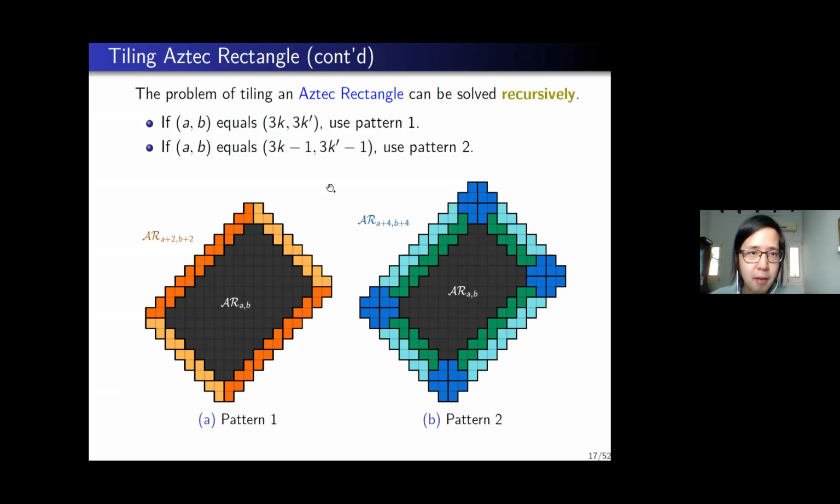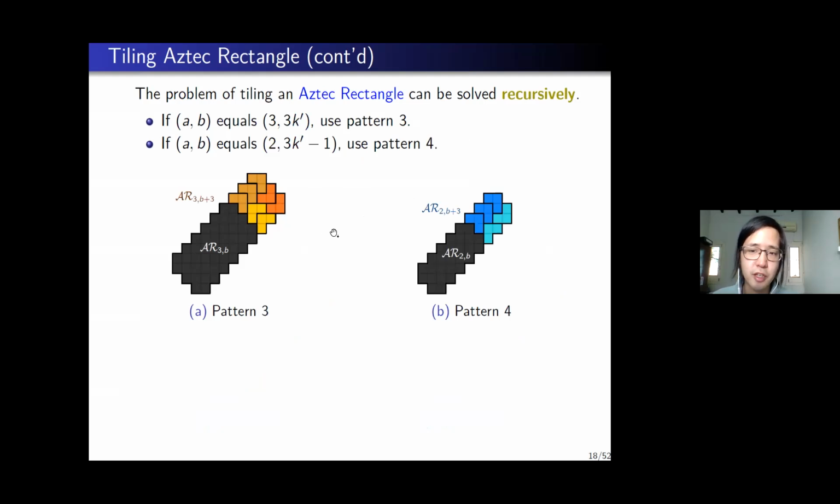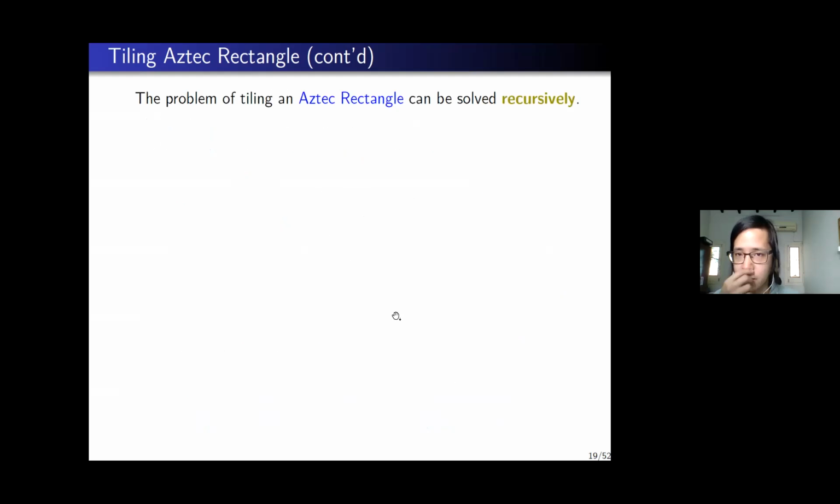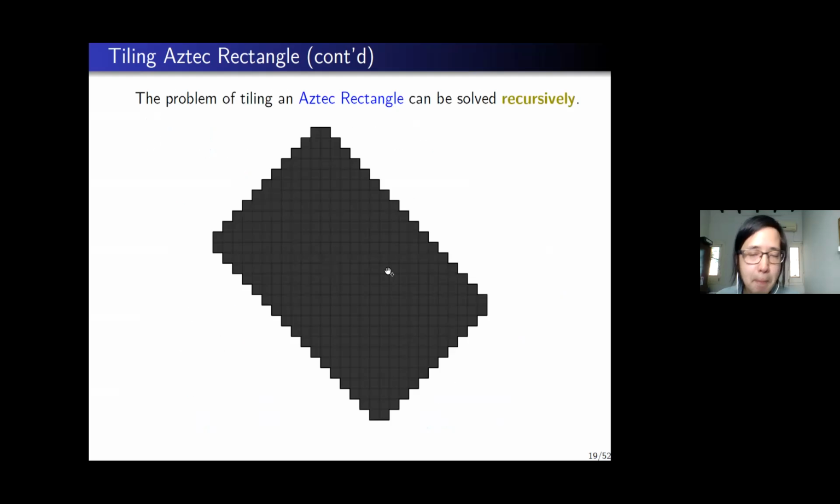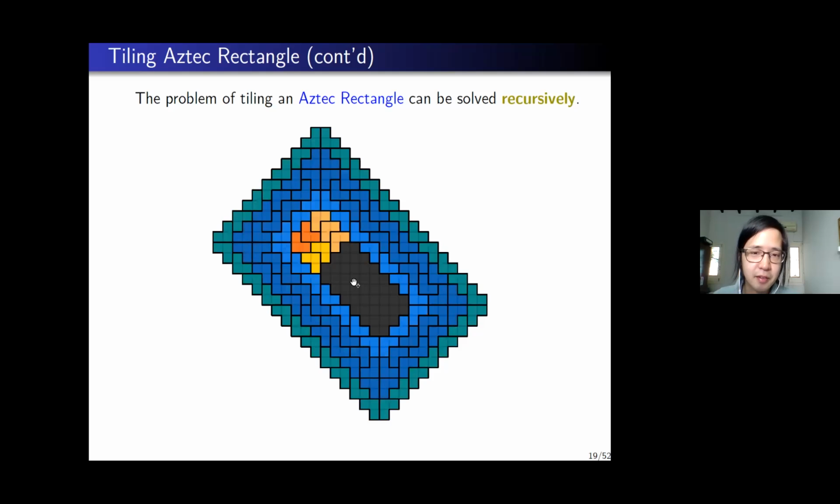When the Aztec rectangle gets thinner, we use these patterns to keep reducing the size of the Aztec rectangle. And the base cases are the Aztec diamonds of order 2 and order 3. The problem of tiling an Aztec rectangle can be solved recursively. And here we can see the tiling.